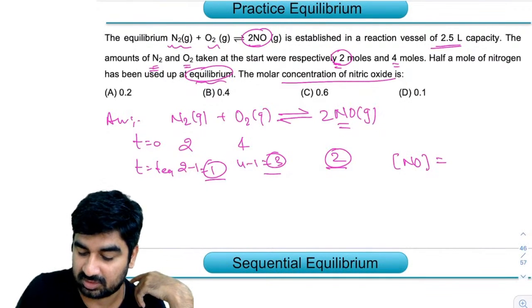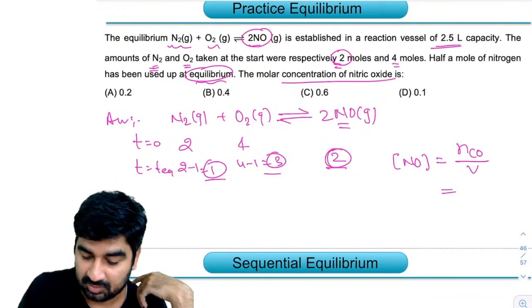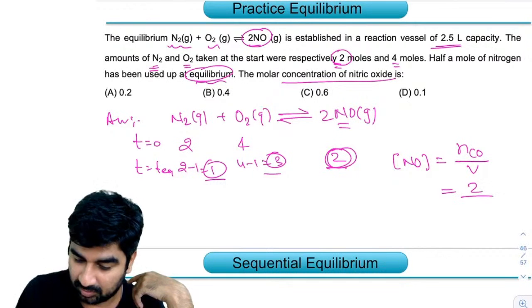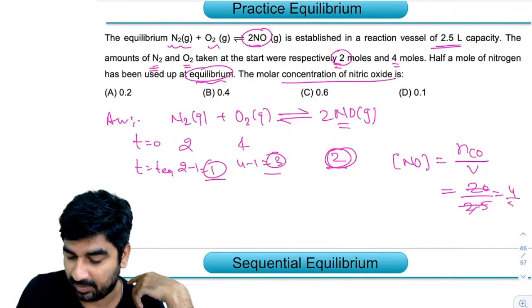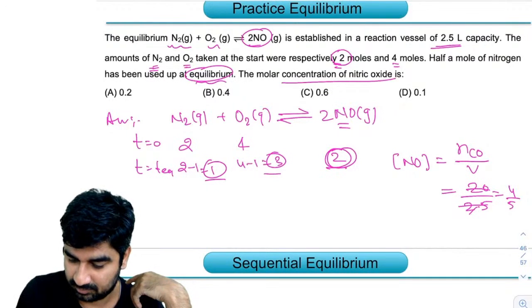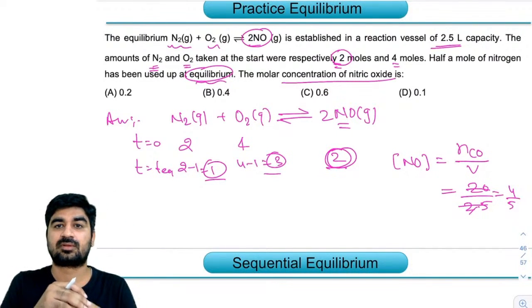So molar concentration of nitric oxide will be moles of nitric oxide upon the volume. So if this is 2 and volume is 2.5, 4 by 5. Yes. Got it?